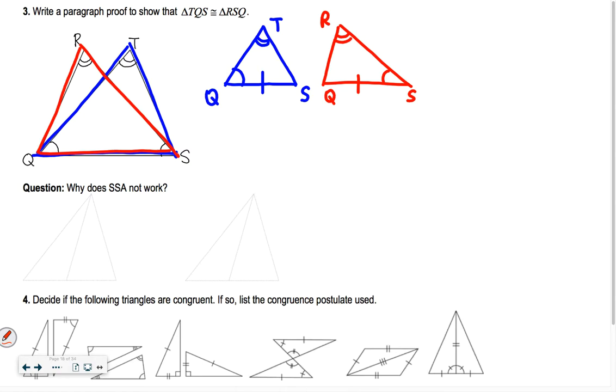It's like angle 1 is congruent to angle 1. Side AB is congruent to AB. I don't have to call it AB and AB. I can call it AB and BA. They're the same thing, right? So we're going to say that QS is congruent to SQ by the reflexive property.